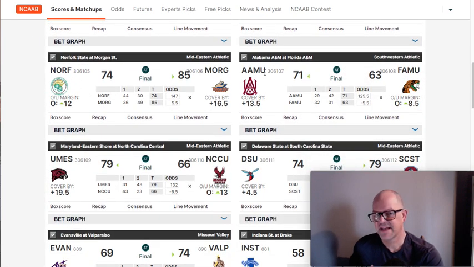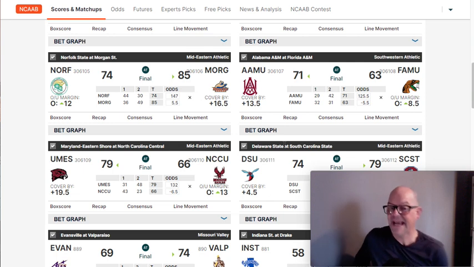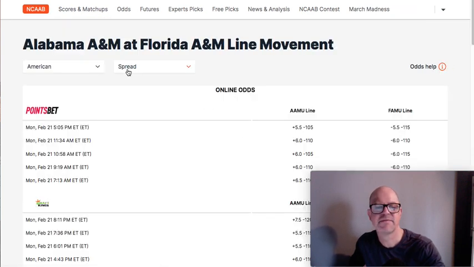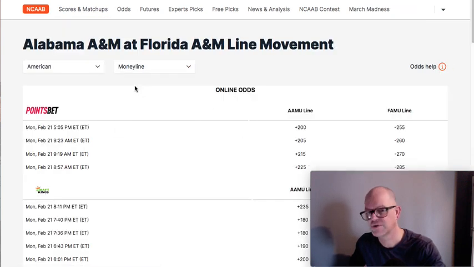Here's another big one. We had Alabama A&M. I think we had this game either even or maybe Alabama A&M favored a little bit. They cash on the money line. Again, look at the line. It was Florida A&M -5.5, Alabama A&M +5.5. So again, play that on the money line. Let's see what the money line was. Boom, 200. So that one cashes.